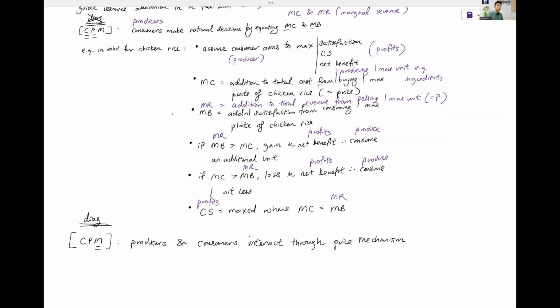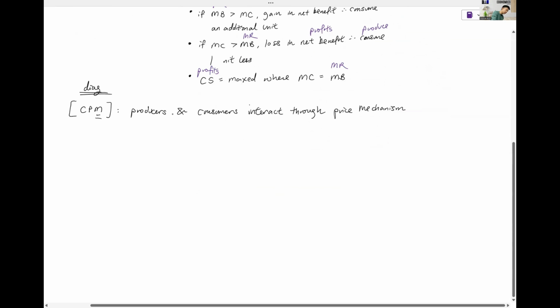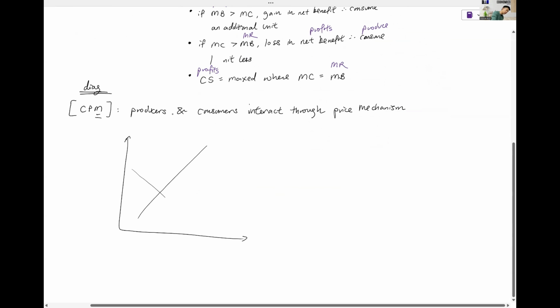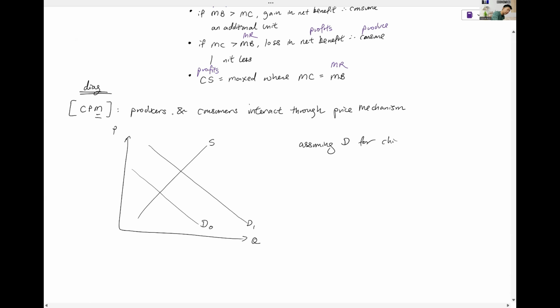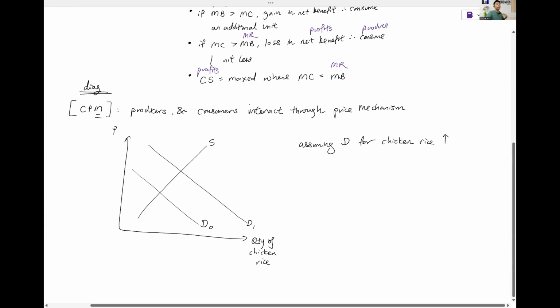So here, I'm going to say D0, D1, S, P, Q, assuming the demand for chicken rice goes up. Quantity of chicken rice. So assume demand goes up maybe because of a change in taste and preference. Maybe because people are worried about swine flu, so they switch away from other meats.